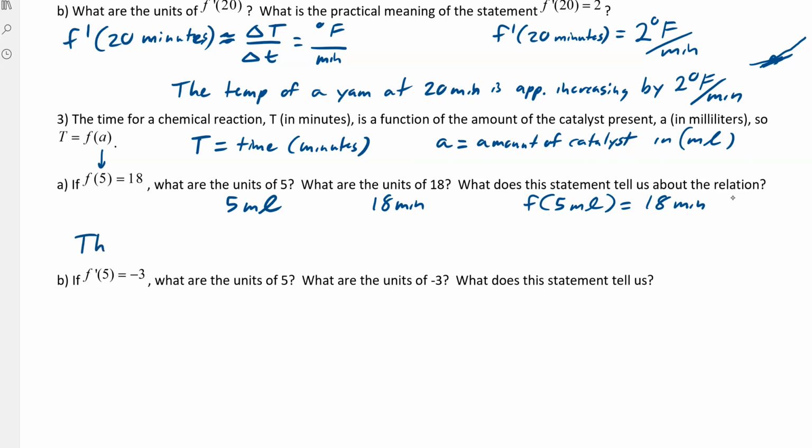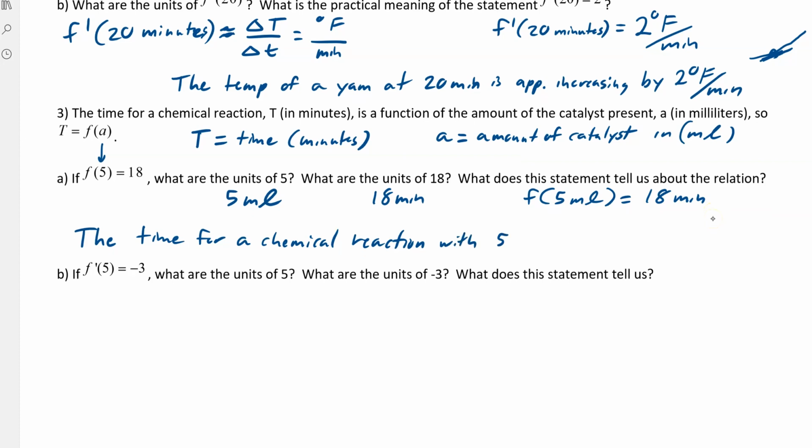So reading the problem, it says the time for a chemical reaction, right? And then we just write it. So the time for a chemical reaction with, and you can say with or for, whatever you want here, for 5 milliliters is 18 minutes. So with 5 milliliters of catalyst, you have to add that in to make sure it makes sense. So if they're putting in 5 milliliters of catalyst, the time for a chemical reaction will be 18 minutes. So a lot of different ways to write it, but I like to just say the time for a chemical reaction with 5 milliliters of catalyst present is 18 minutes. And so if you use 5 milliliters of catalyst, it's 18 minutes to have a chemical reaction.